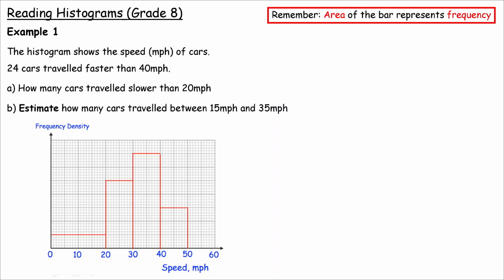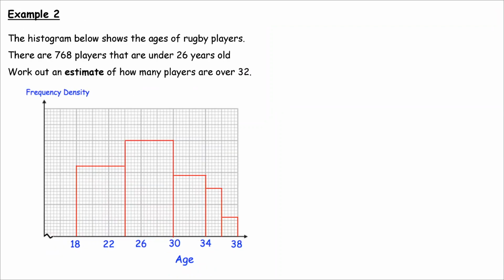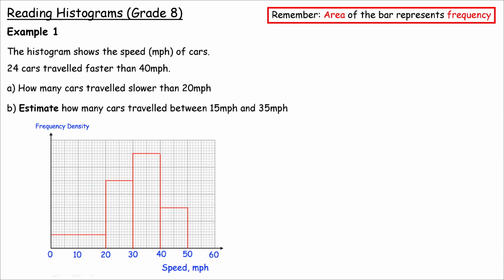Just quickly, I've taken these two graphs from Corbett Maths, so thank you, Corbett Maths. Anyway, let's begin. The key bit of information: remember, area of a bar represents frequency in a histogram. That is really, really important. This statement here is really useful.